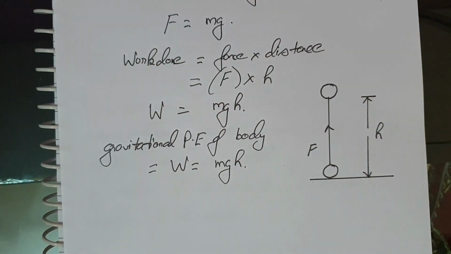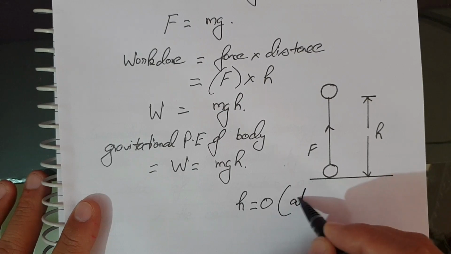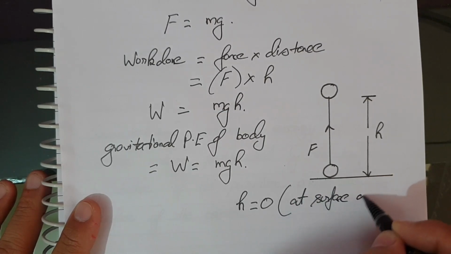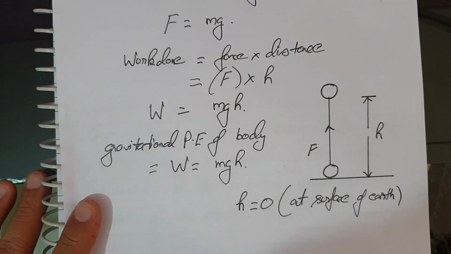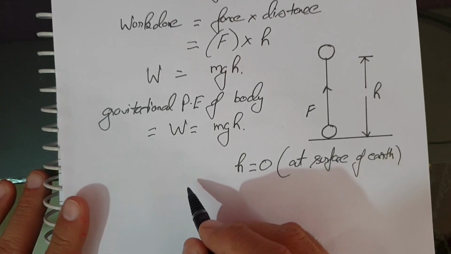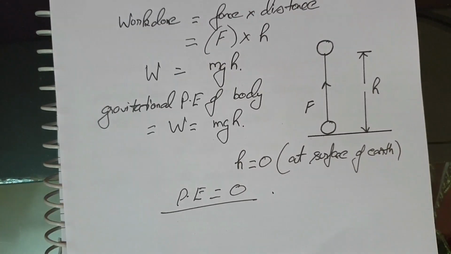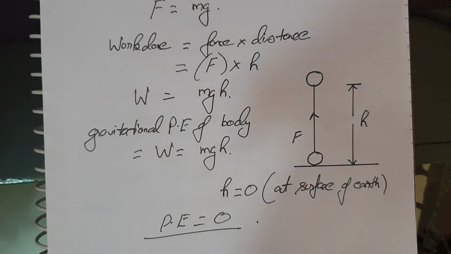Now as you know, at the surface of the earth, h is 0. So what will be the gravitational potential energy? The gravitational potential energy will also be 0. Now as we know that W is mgh, the gravitational potential energy varies directly as the mass of the body and also directly as the height of the body above the surface of the earth.